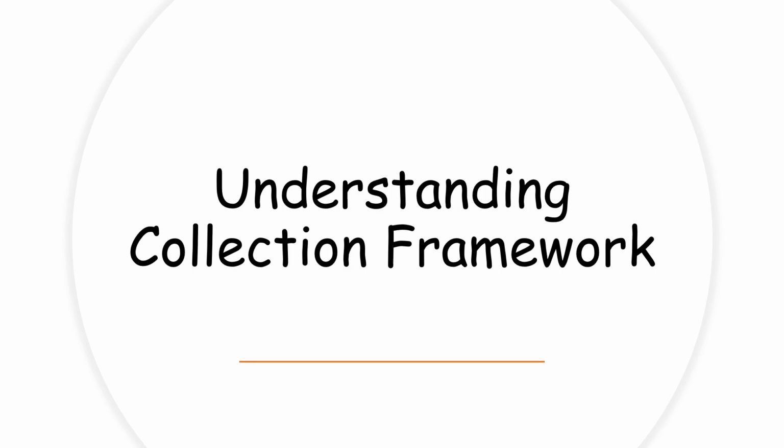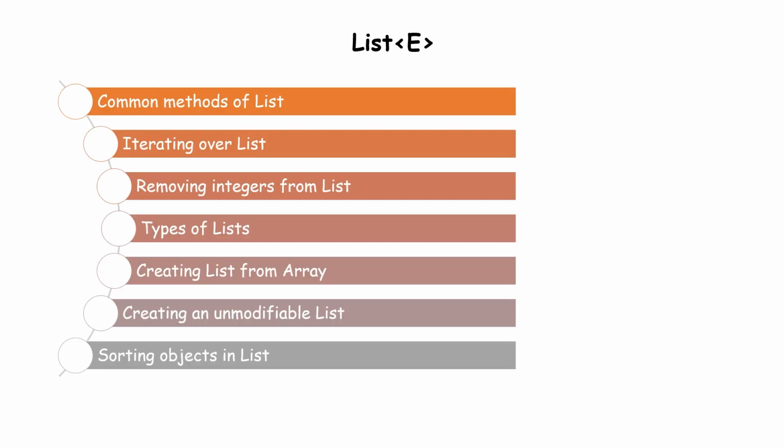Now let's try to understand more about the collection framework. For this purpose, first of all, we will start with the list. Under list, first we will see the common methods of list. Then we will see how we can iterate over the list, with the simple for loop and the for-each loop, or is there something different also. Then we will see how to remove integers from the list. Why I have taken integers separately, you will come to know very soon.